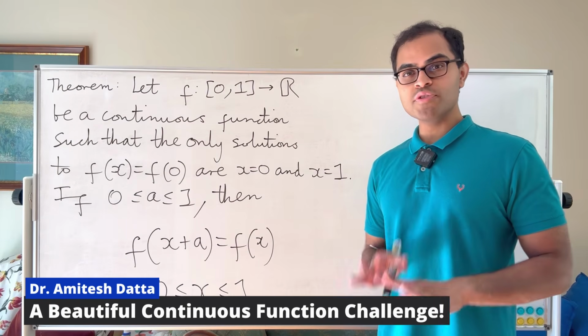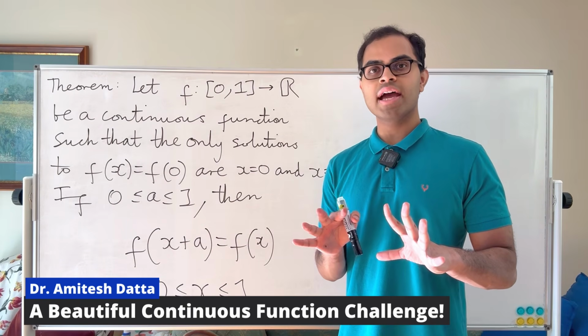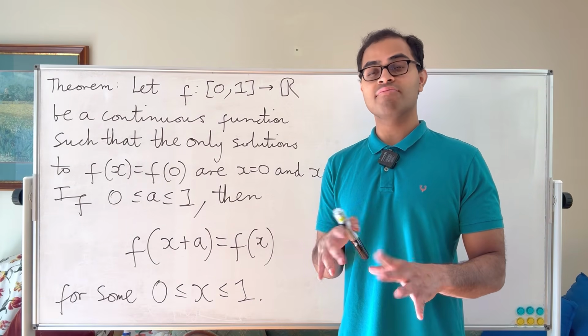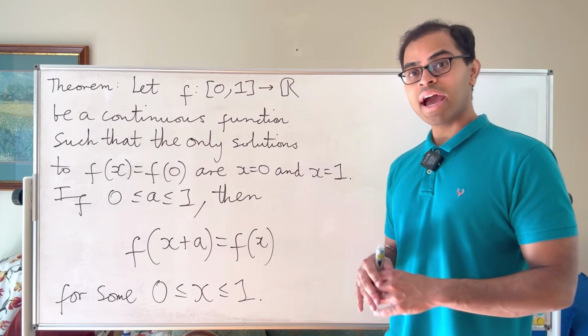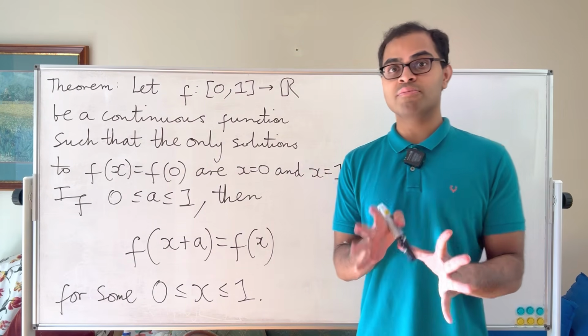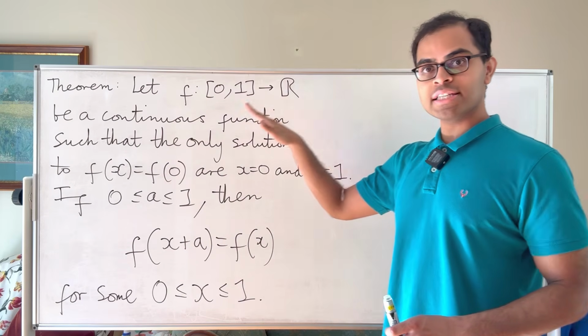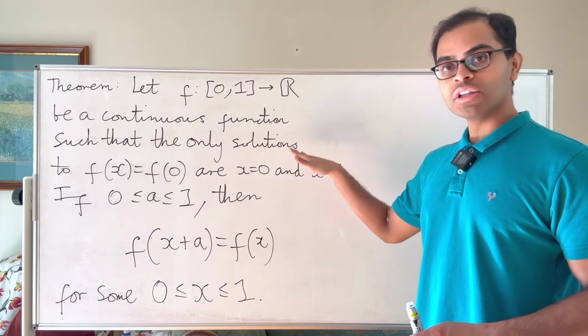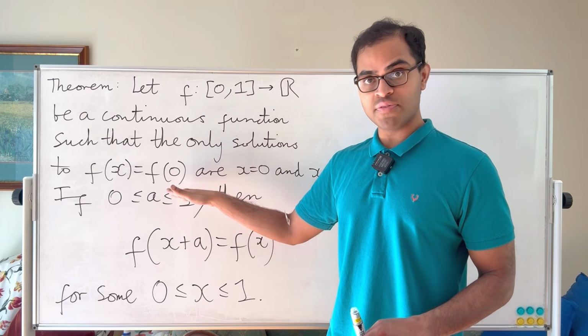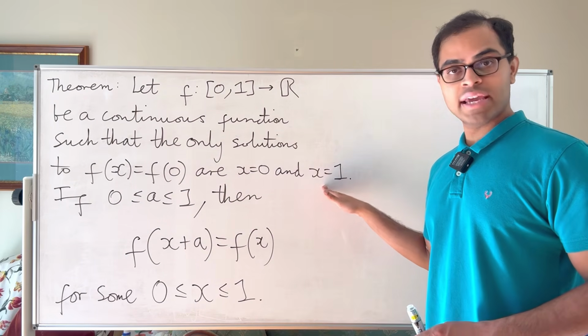I did a video on a beautiful continuous function statement, and Moira suggested in the comments a version of the statement that was true, and I'm going to prove that in this. So thank you so much to Moira for that suggestion. So the statement is: let f from [0, 1] to R be a continuous function so that the only solutions to f(x) = f(0) are x = 0 and x = 1.